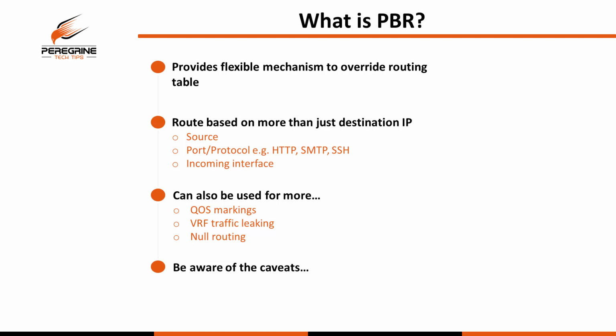PBR has other uses as well. You could use it to route traffic based on certain criteria, but then additionally set a particular IP precedence or DSCP value for QoS. It can be used for traffic leaking between the global table and a VRF. It can be used to just drop traffic by setting the outgoing interface to be null zero. I'm not going to go into all the details and all the different use cases, but I recommend you read through the documentation and I will show you where that's documented before we do the demonstration.